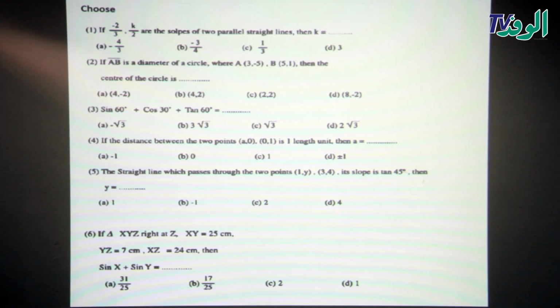Number 5. The straight line which passes through the 2 points (1, y) and (3, 4), its slope is tan 45. Then y equals 1, negative 1, 2, or 4.